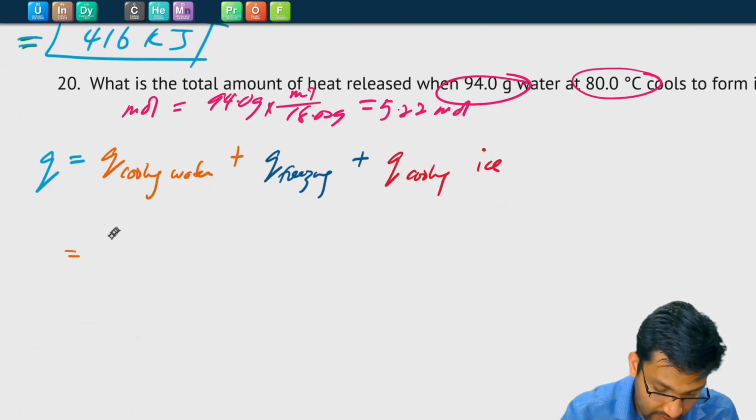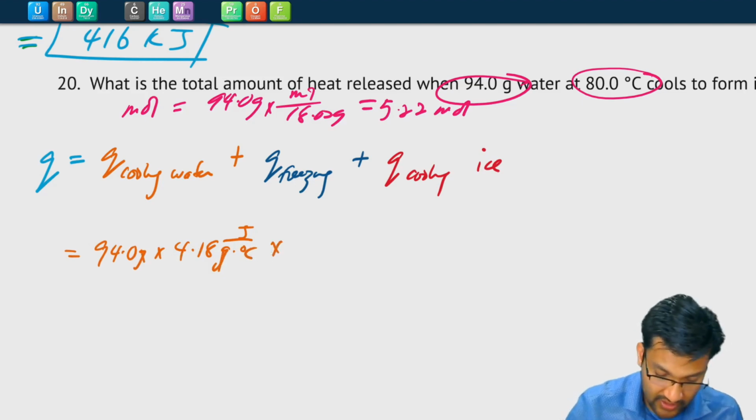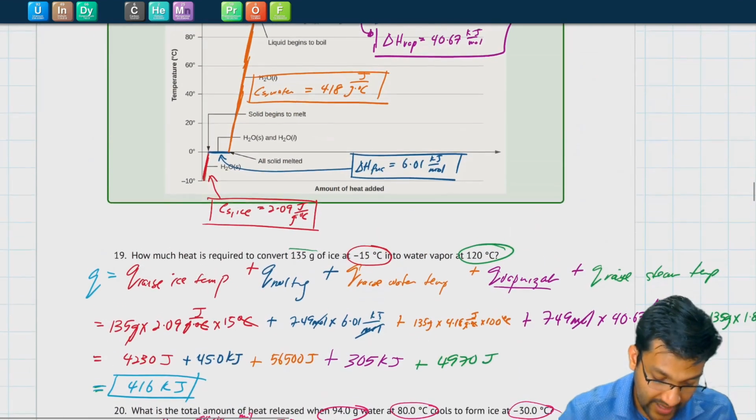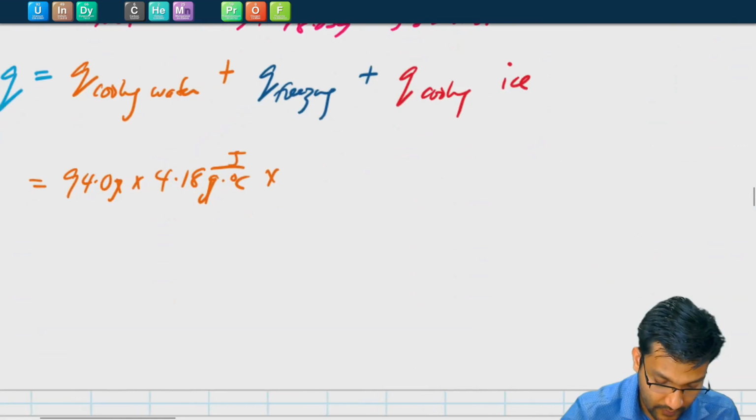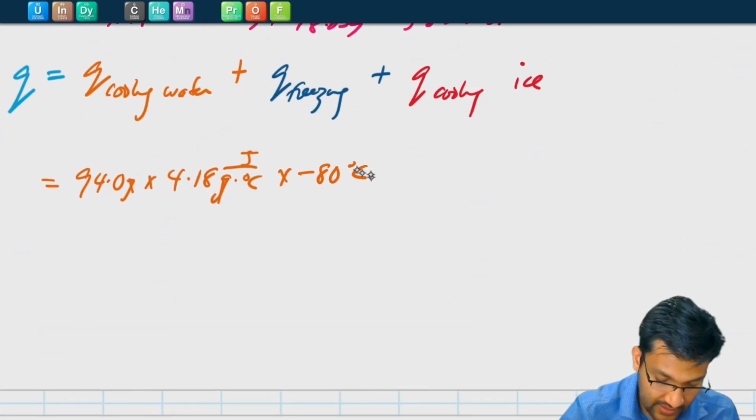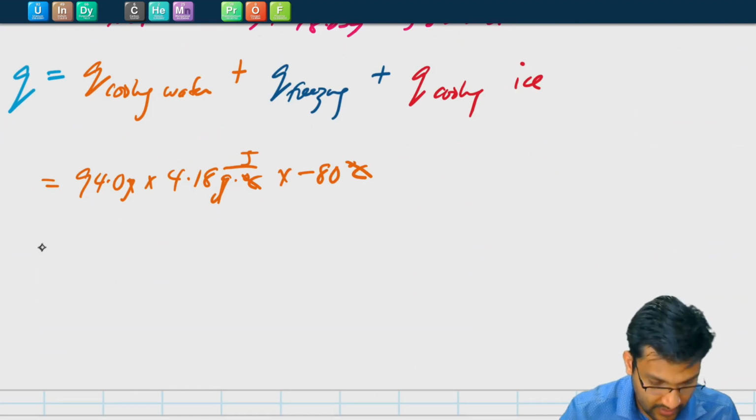So for cooling water, we take the mass, 94.0 grams, times the specific heat capacity of water, times the temperature change, right? We're going from 80 degrees to 0. The final is 0, the initial is 80, so the temperature change is negative 80 degrees Celsius. I believe that comes out to negative 31400 joules.